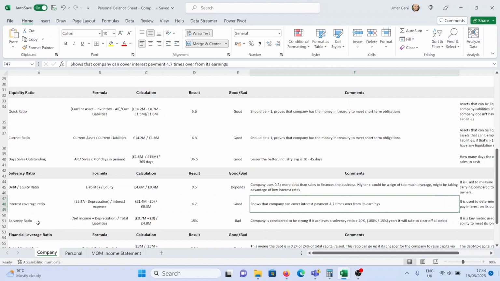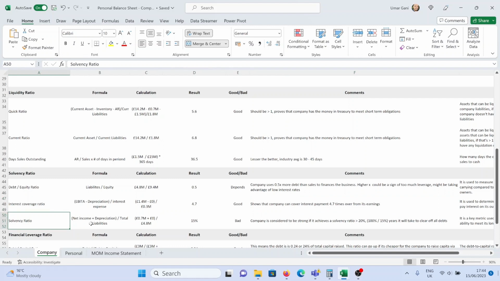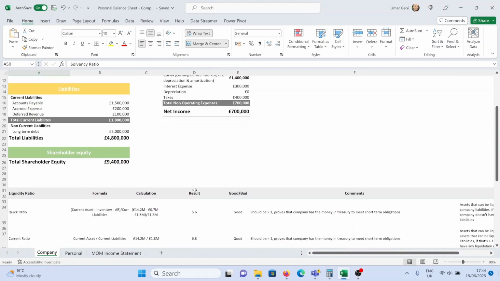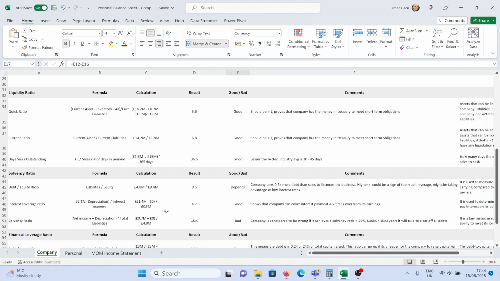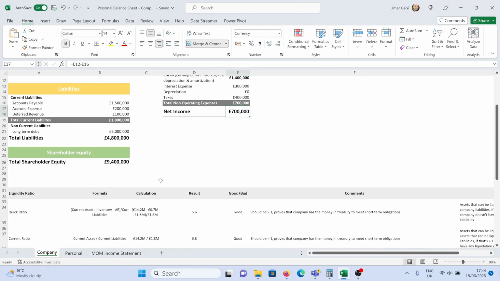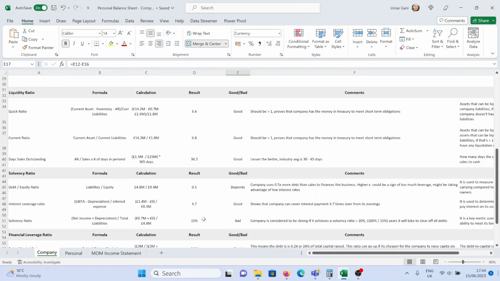The next one is the solvency ratio, which is calculated as your net income plus depreciation divided by your total liabilities. Your net income is 700k, plus your depreciation is 0, divided by total liability. Your liability is 4.8 million. So this comes to around 15%, that is 0.15. As a rule of thumb in the industry, if the solvency ratio is greater than 20%, it is better.